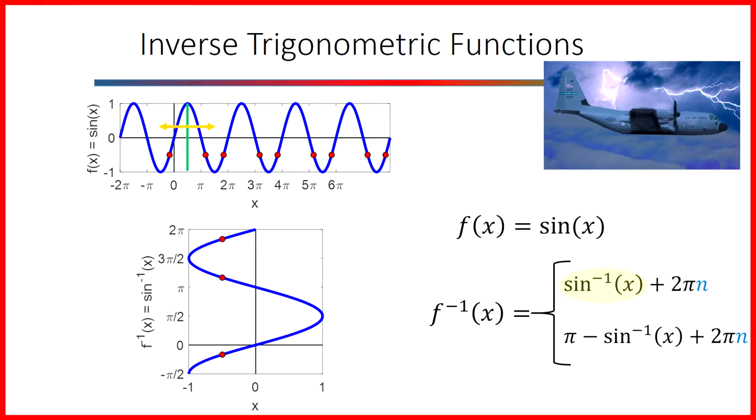Our solutions also include the set of solutions formed by pi minus inverse sine of x plus 2 times pi n. We need both of these equations because, as you can see from looking at the sine graph, through every repetition of our wave, we get 2 points at which the output of sine of x equals -1/2.